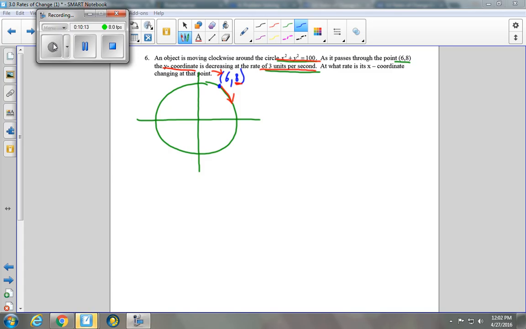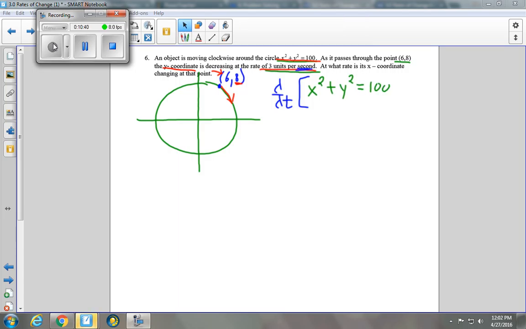So if we find the derivative with respect to what? T. Time, because it's talking about rates per second. So it's the derivative with respect to time. We're always going to take d/dt. For the most part it's going to be d/dt for most of these. So the derivative with respect to time of this formula.